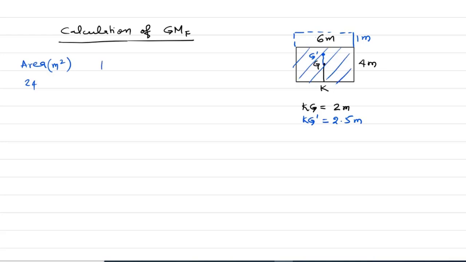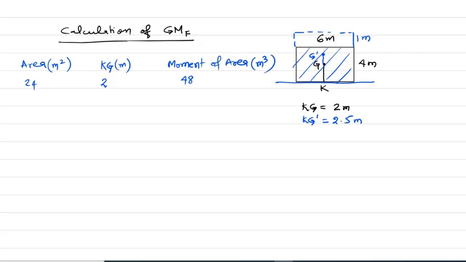And this 24, let me just mark it. Its distance, KG, how much is it? That is 2. So if you multiply anything with the distance from the reference you have taken, that is called moment, that is called moment of area. So it will be 24 into 2, that is 48. I'm showing you the simple number. And suppose this is meter, so the moment of area will be in cubic meter.